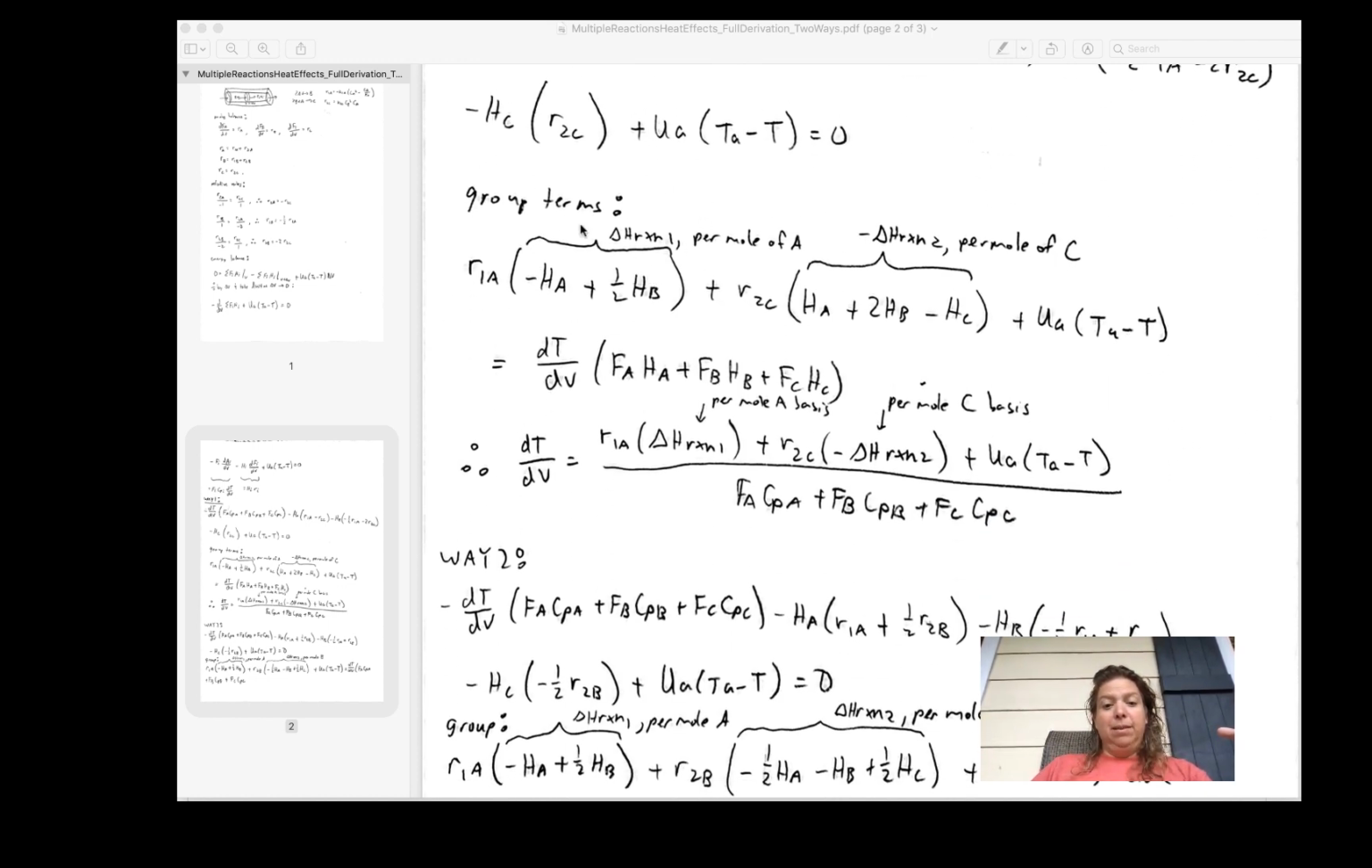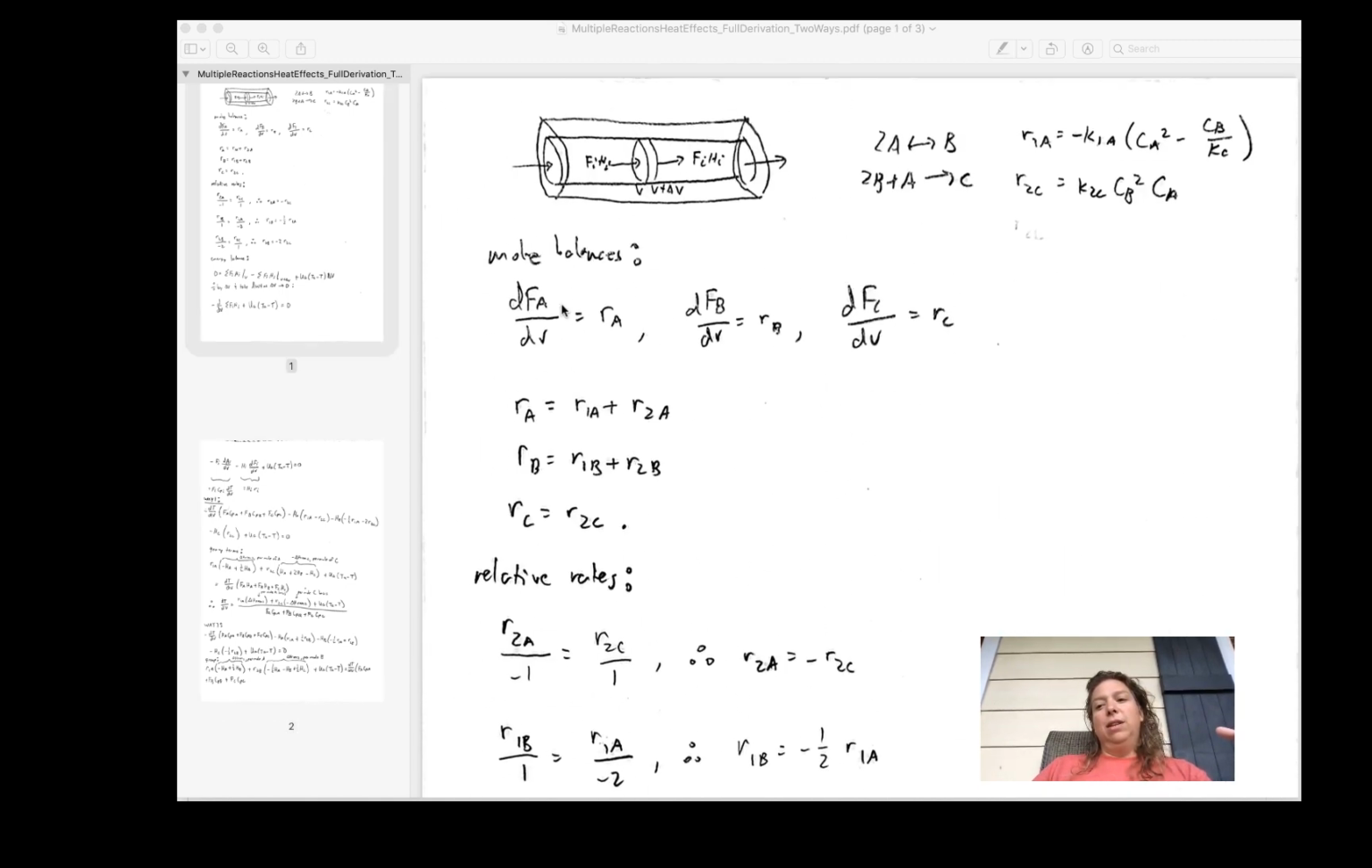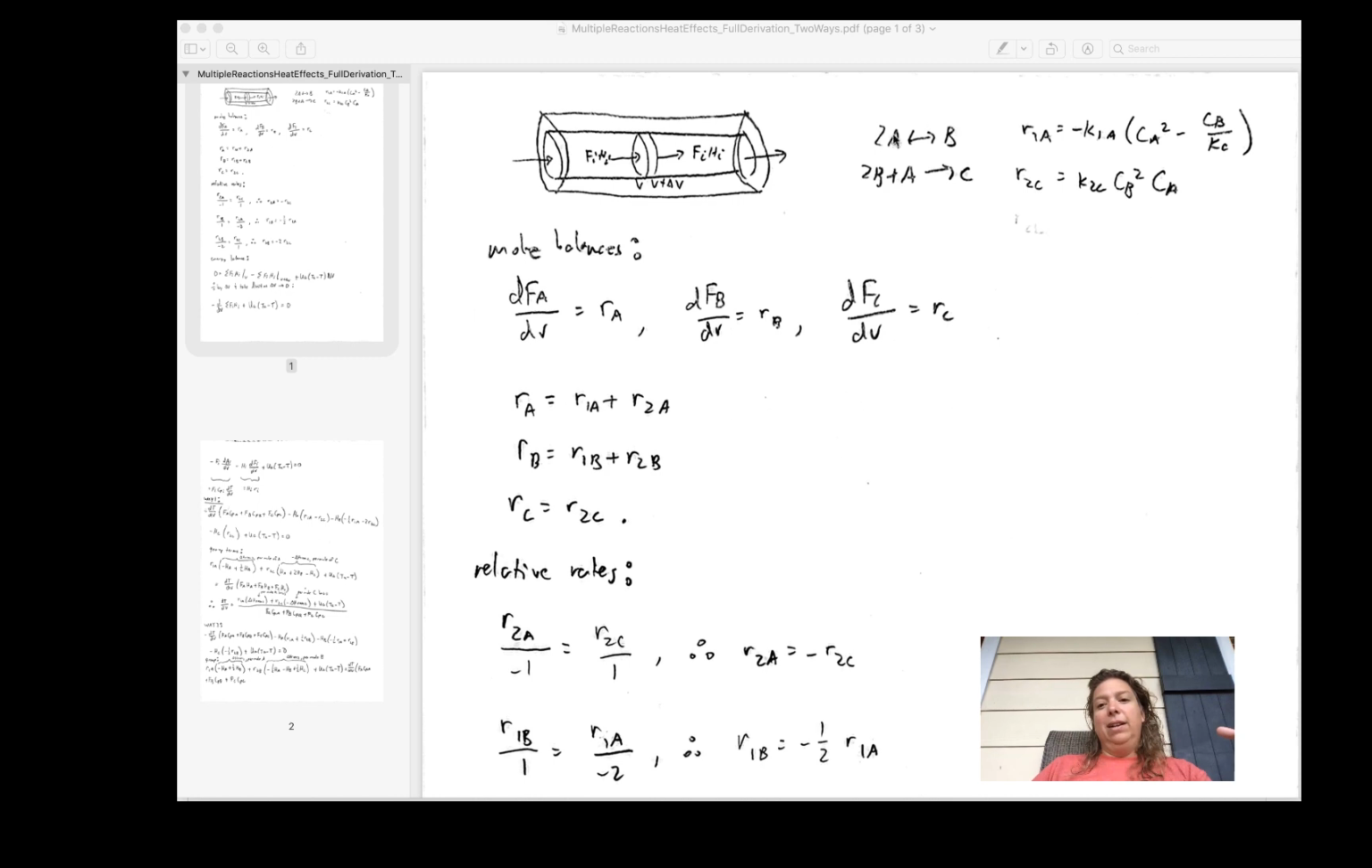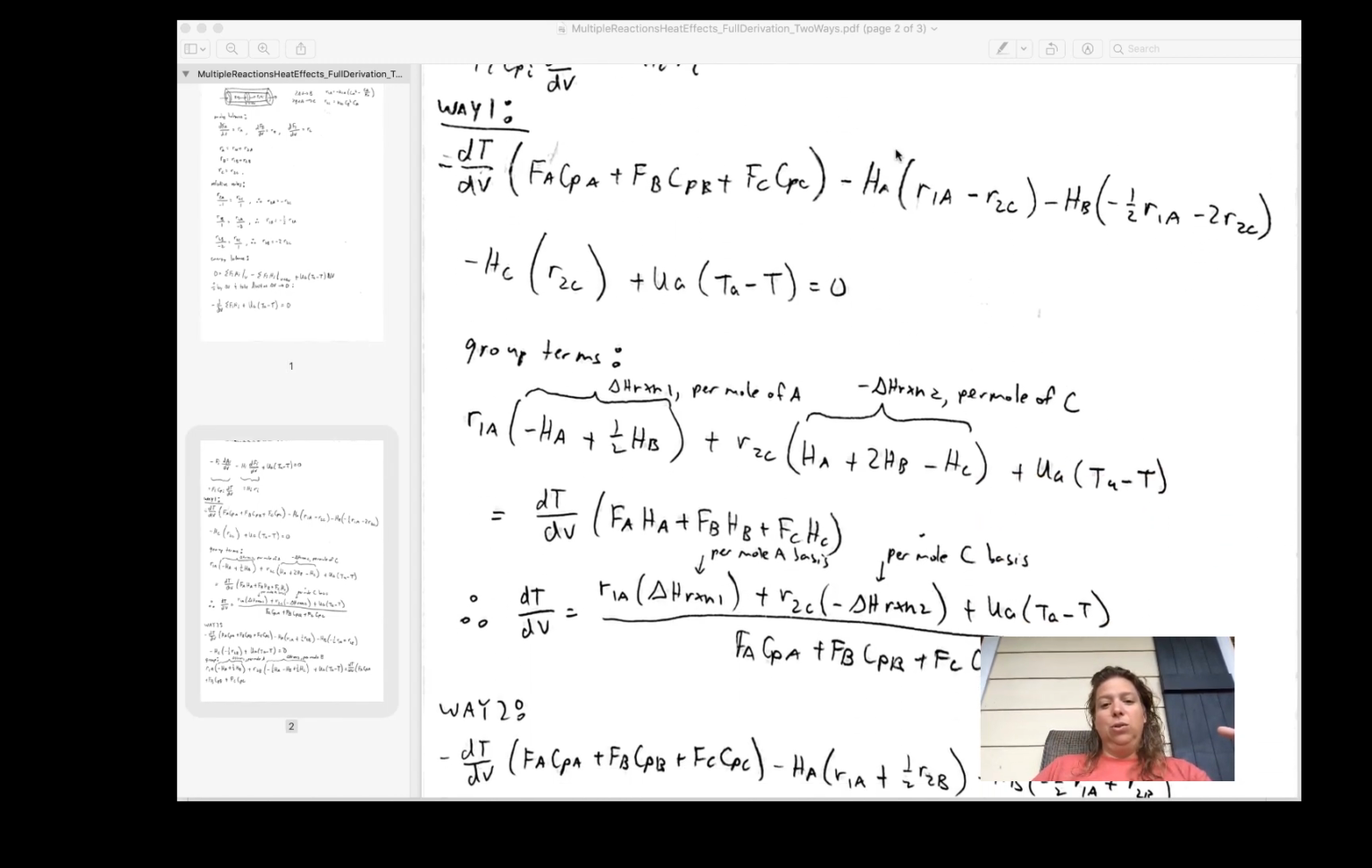B is positive, A is negative, so it's products minus reactants. What you see has happened here is I've divided everything by the stoichiometric coefficient on A, so I've divided everything by 2, so B enters in with a 1/2 and A enters in with a 1. This is how I know it's the heat of reaction per mole of A.